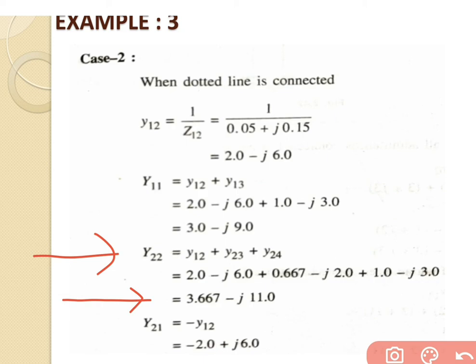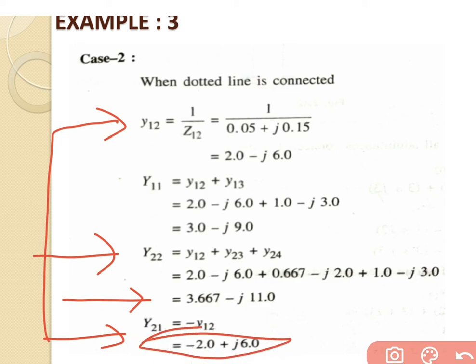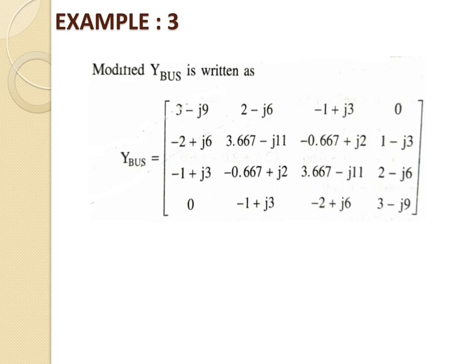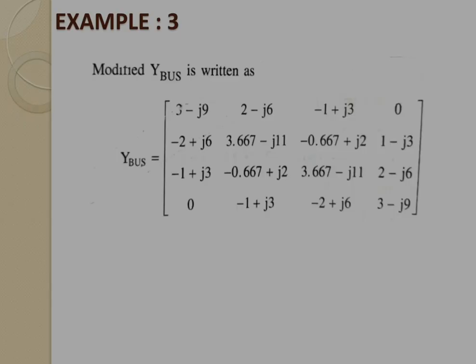And then after the second parameter, if we consider Y21, Y21 and Y12 both are the same, but we write Y21 is equal to minus Y12. So we get the answer Y21 is equal to minus 2.0 plus j6.0. So this is the answer for Y21. Now just put the values of all the parameters in the Ybus.